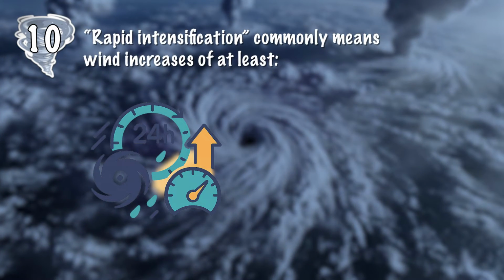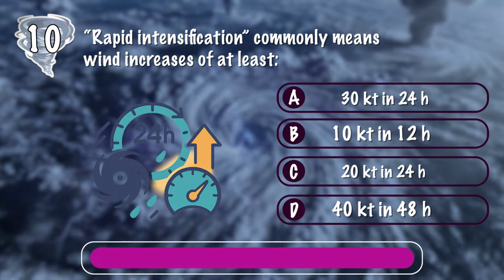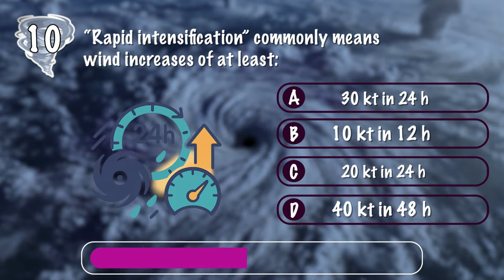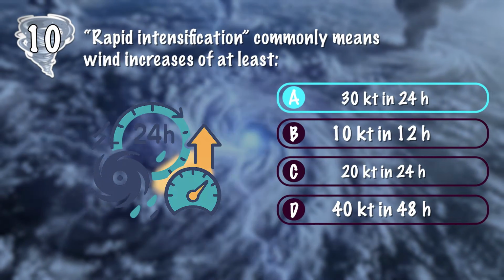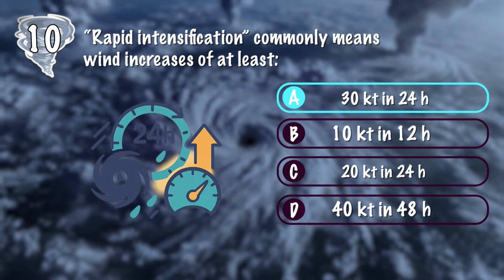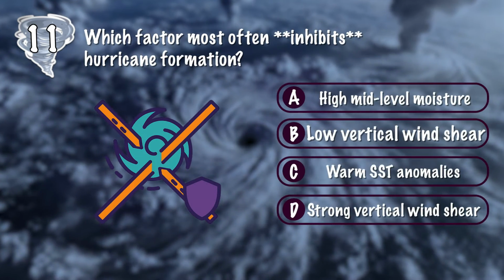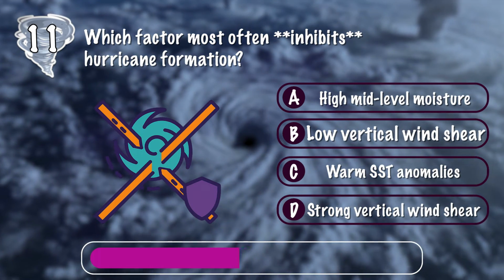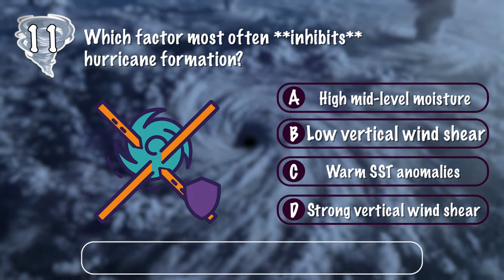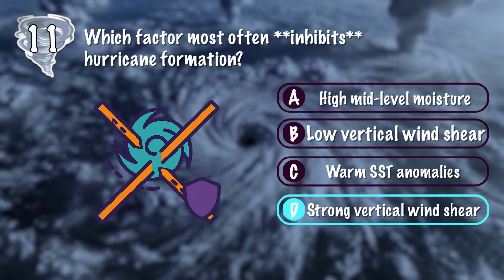Rapid intensification commonly means wind increases of at least correct answer A, 30 knots in 24 hours. Which factor most often inhibits hurricane formation? Correct answer D, strong vertical wind shear.